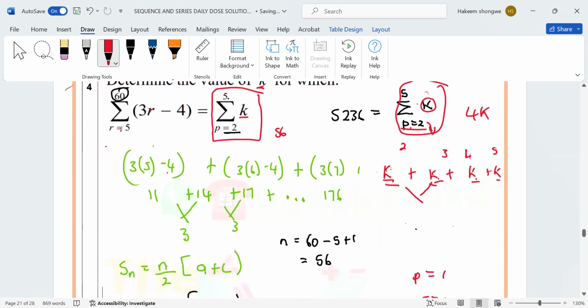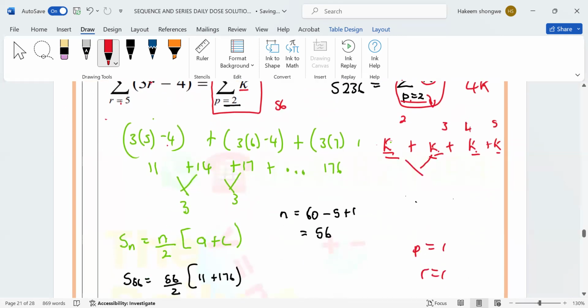So how are you going to get your k given? You got the sum this side, and then you're going to say 4k is going to be 5,236. You divide by 4, and then it says k is going to be, what is the answer? 1,309. Yeah, then that is going to be our k.